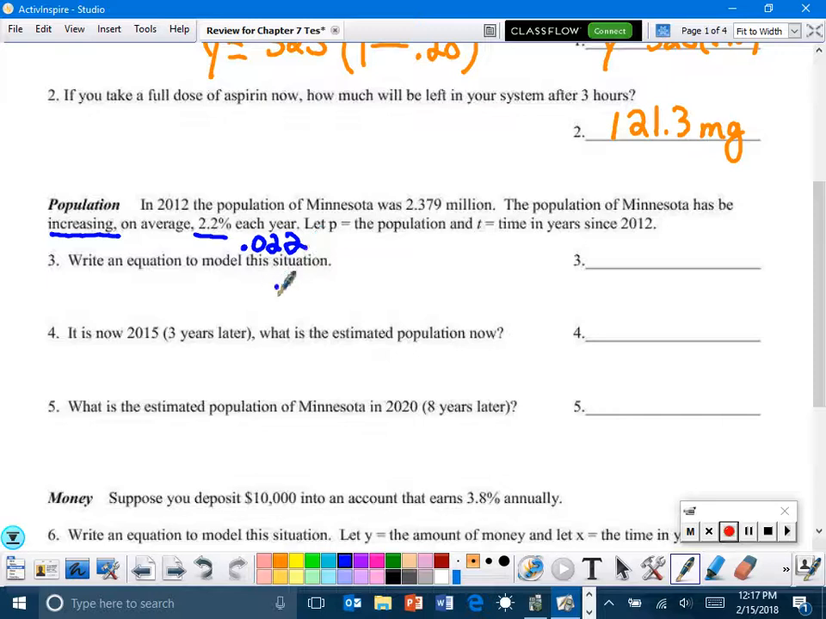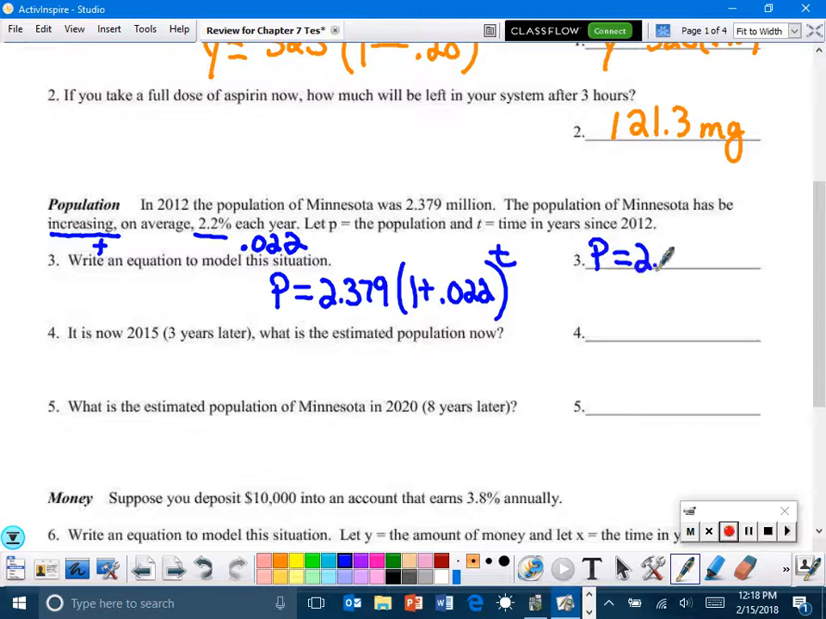All right, so it says P, the population, equals 2.379 million times 1. It's increasing, so that's going to be plus 0.022, close, to the t power. Now, if you prefer to use x and y, that's fine. All right, now we're going to shorten up our answer by getting rid of the plus sign. So P equals 2.379 times 1.022 to the t power.